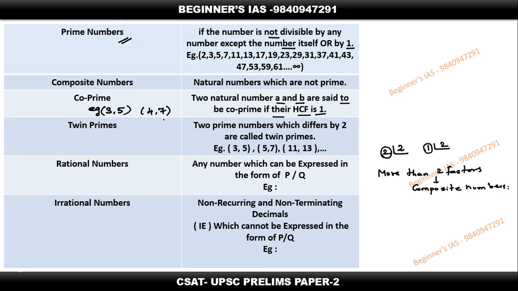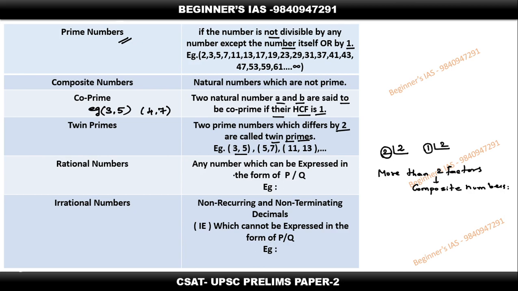Then twin primes. If the difference between two prime numbers is 2, then they are said to be twin primes. The example I have given here: 5 minus 3 is 2, 7 minus 5 is 2, 13 minus 11 is 2. So these are nothing but twin primes.